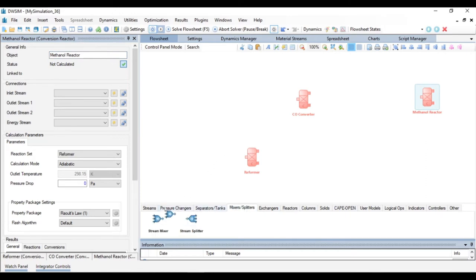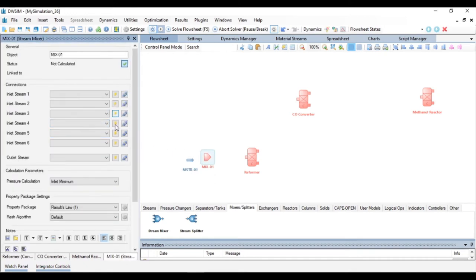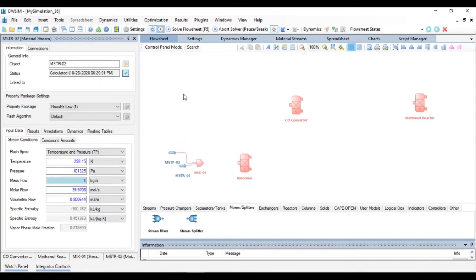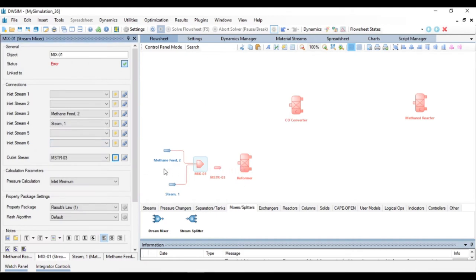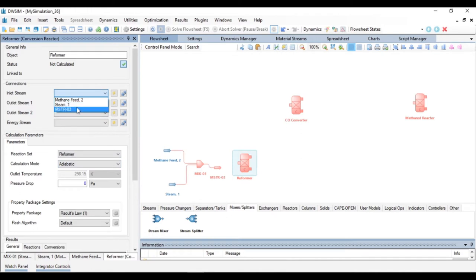Now we'll add the mixers. So first here, then under this mixer, we will add two streams here and one here. I forgot to turn off the flowsheet, so we will turn off the flowsheet calculator. Then we'll name the upper stream as the methane feed. It is stream 2. Then the second stream, the lower stream, is the steam, and it is stream 1. Now, under the mixer, we will add an outlet stream, and it will connect to the reformer. So we have an inlet stream of MSTR-03.